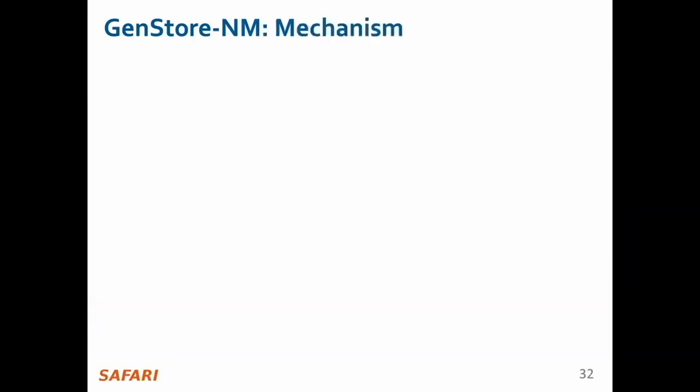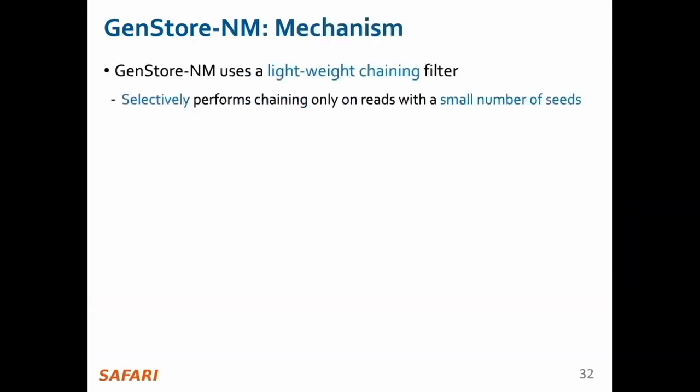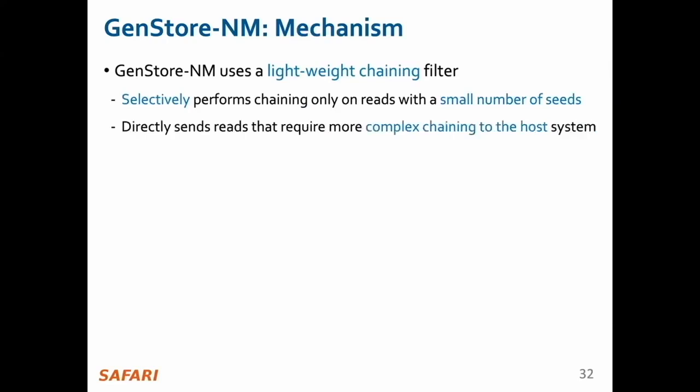To reduce the cost of chaining, GenStore NM uses a lightweight chaining filter that selectively performs chaining only on reads with a small number of seeds and directly sends the reads that require more complex chaining to the host system.